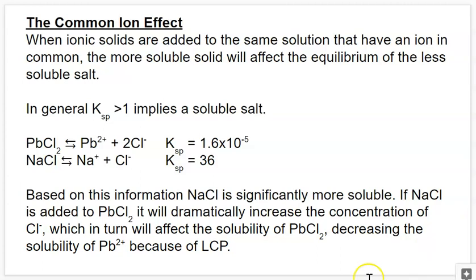And if we were to add sodium chloride to a solution of lead 2 chloride that's already at equilibrium, it's going to dramatically increase the concentration of chloride. So we already have an equilibrium between the lead 2 chloride and its ions, which, like we said before, is way more reactant favored. But by adding a bunch of chloride to the solution, since the sodium chloride is very soluble, we're going to be increasing the amount of chloride that is in solution. And based off of Le Chatelier's principle, that's going to shift it back towards the reactant side to make even more lead 2 chloride, which is going to dramatically decrease the amount of lead in solution.